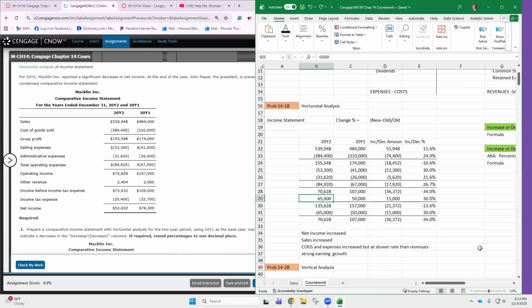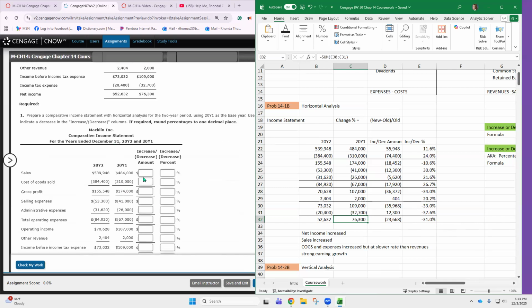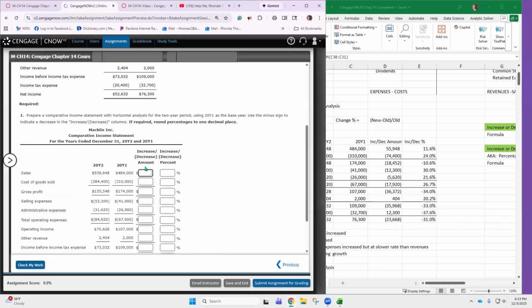So the other revenue. Okay, and then the income tax. All right. So here's what we have. Okay. So what you need to do is put the amount of what your calculations show.